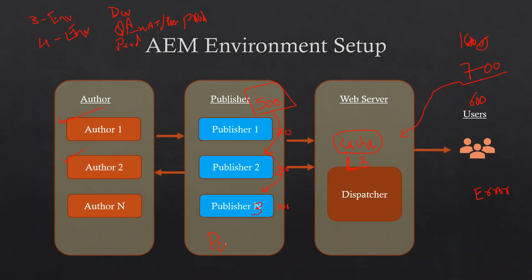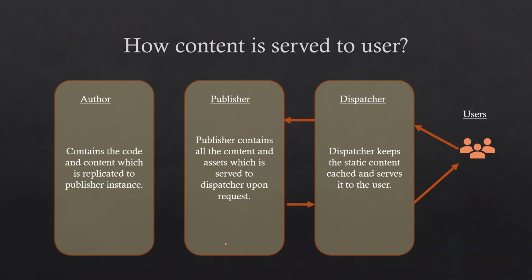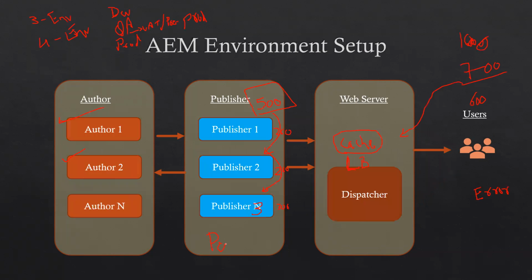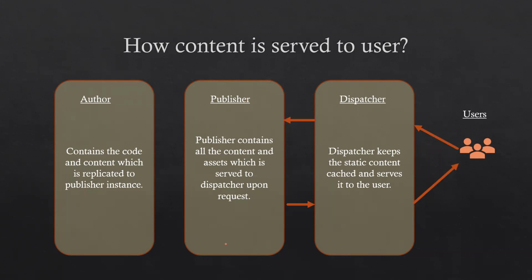Okay. Moving to the next part, how content is served to the end user. It's a similar thing that we saw over here. You have author, publisher, and web server. This is your web, this is the web server. First, whatever the user requests will come to the dispatcher.